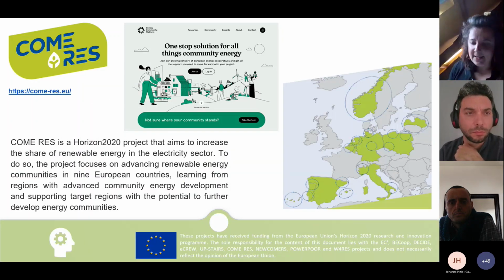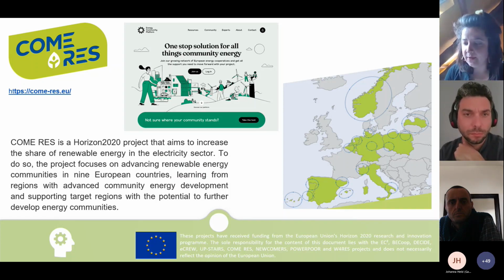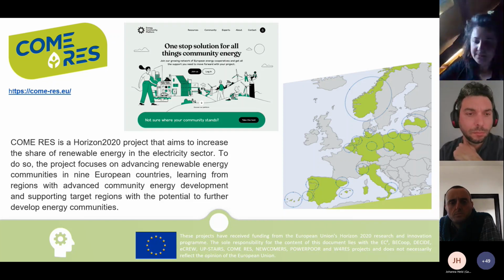Next in line is ComRes. They will also present one platform today. Their goal is to increase the share of renewable energy in the electricity sector. The focus is put on advancing renewable energy communities in 9 countries.